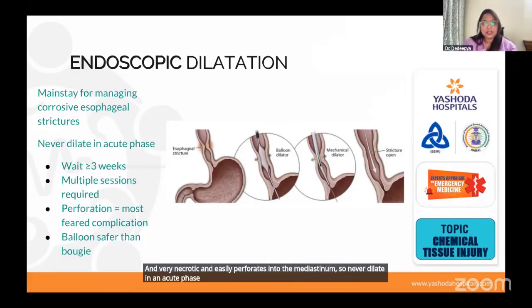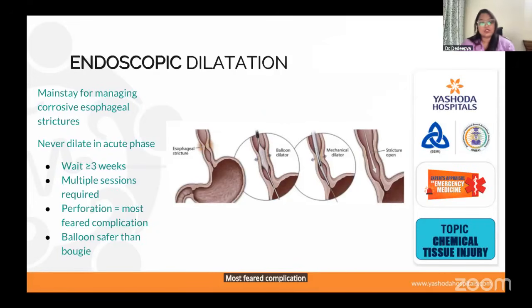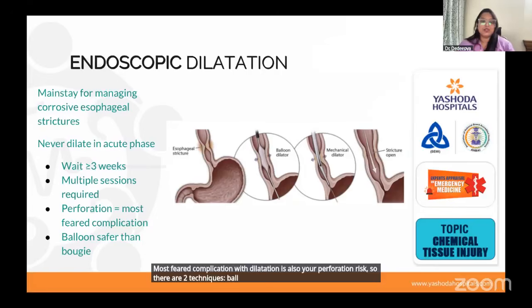Wait for 3 weeks. And dilatation doesn't go away in one session. You have to keep doing it for multiple sessions. The most feared complication with dilatation is perforation. There are two techniques, balloon and bougie. You would prefer a balloon, because the bougie can cause an iatrogenic perforation.